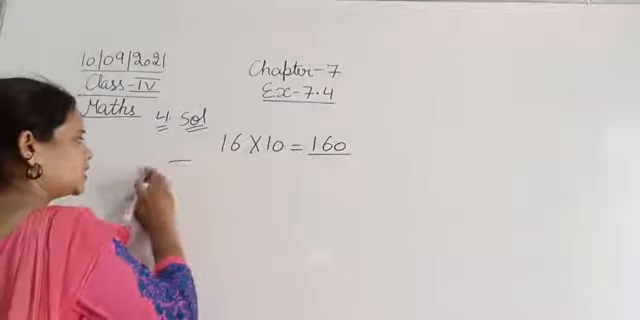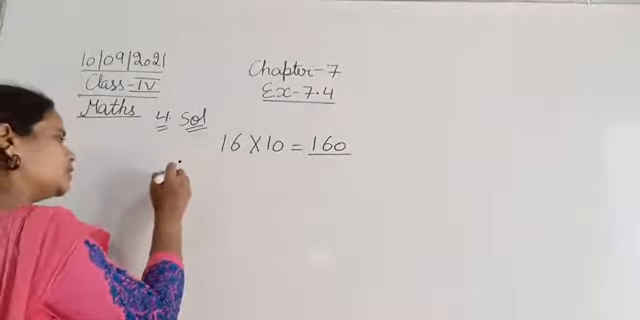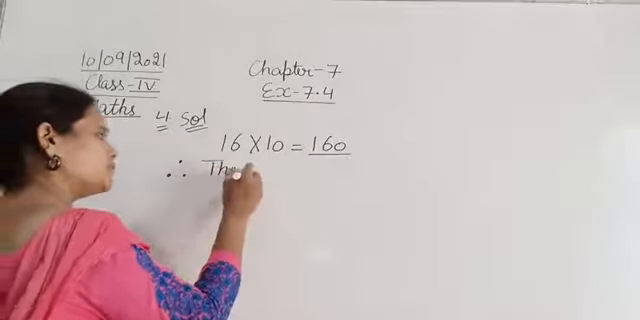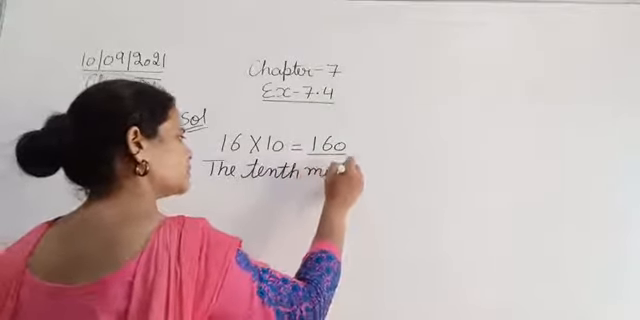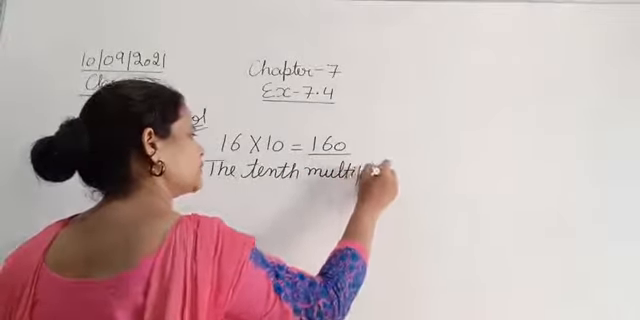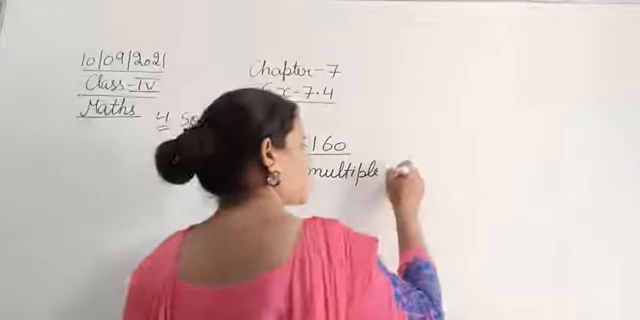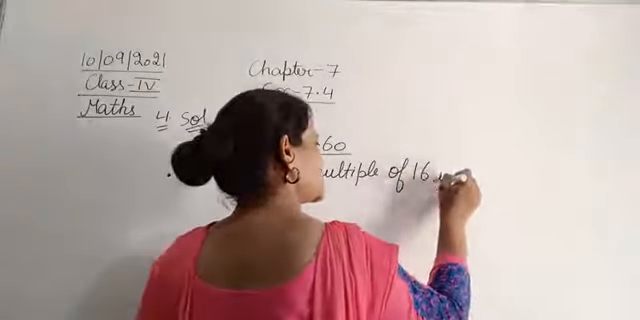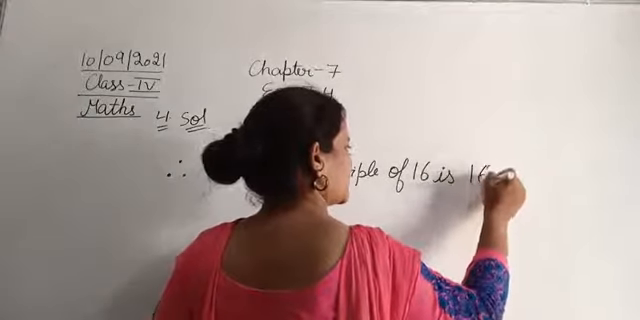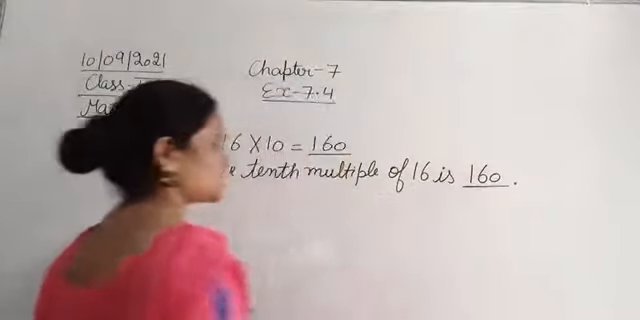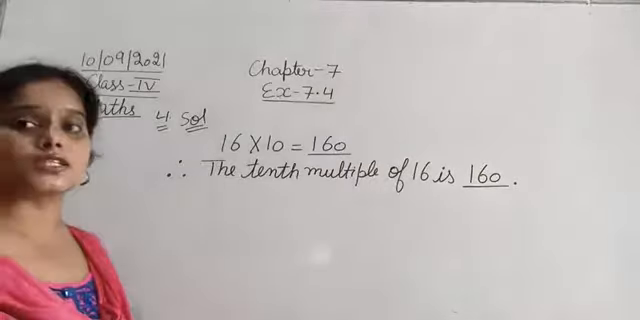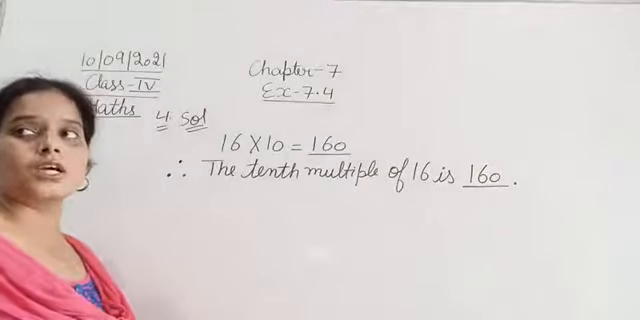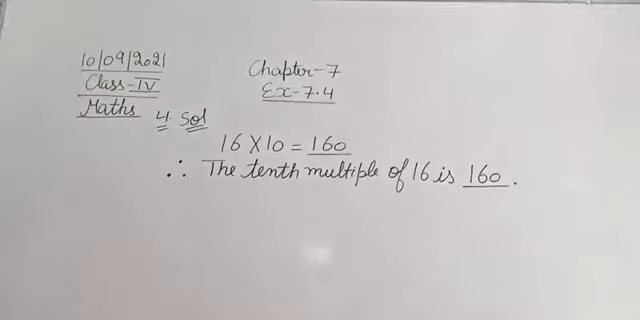Write down. Therefore, the 10th multiple of 16 is 160. So this is the solution of question number 4 as well. You can pause it here and note it down in your notes.